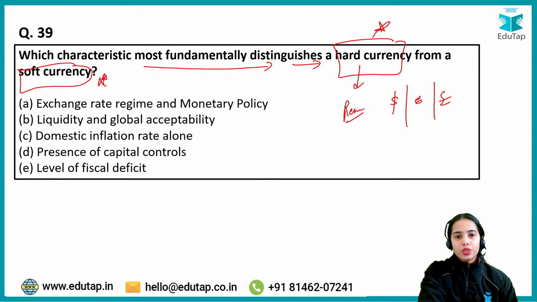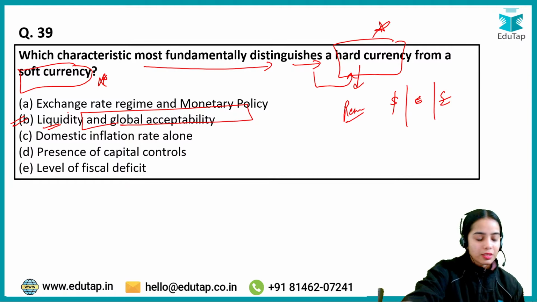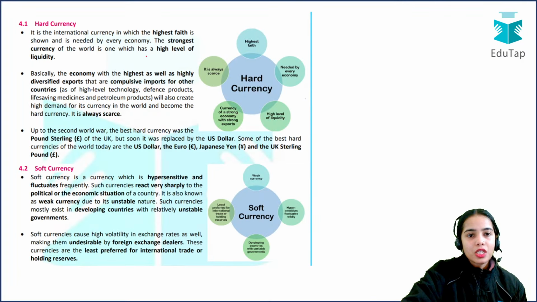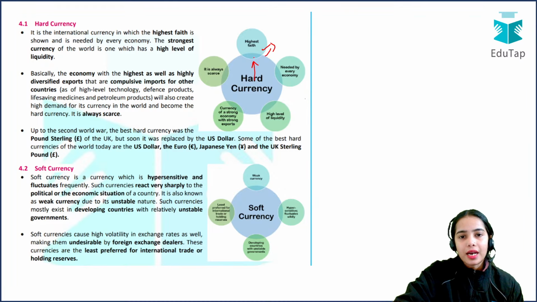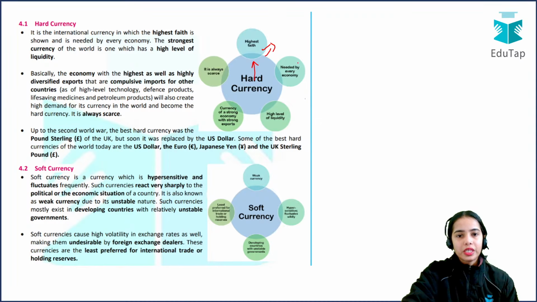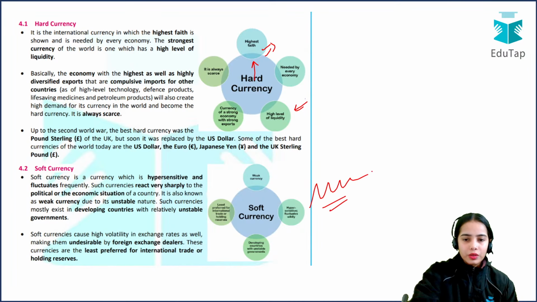So what is the fundamental distinguishing factor between a hard currency and a soft currency? The hard currency is liquid and it is globally accepted. So B is the right answer. Okay. So the hard currency has the highest weight. It is trusted at the international level. It is very liquid also. It is used a lot. The soft currency is hypersensitive. It is quite volatile, okay, and such.